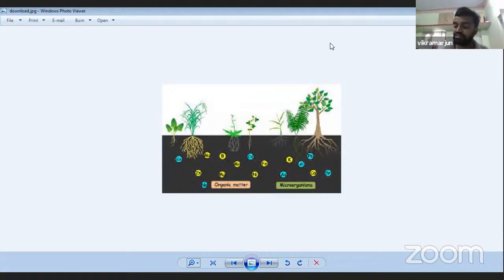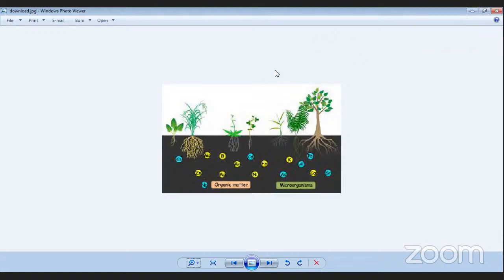Then how are these nutrients required for the plants? What is the use of these nutrients for the plants?